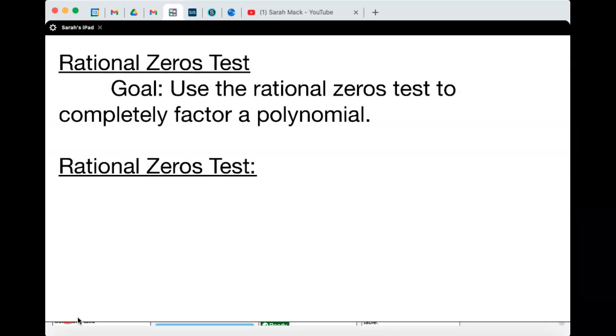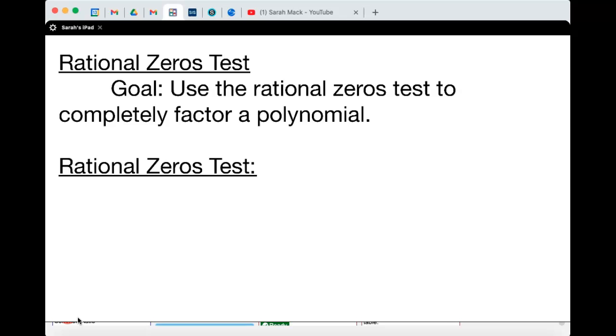Yay! Technology is working today. Okay. So, we are finding the zeros of polynomial functions today, still using synthetic division. So, that'll be great.